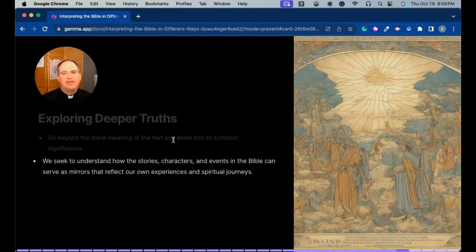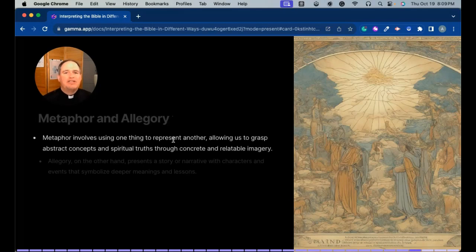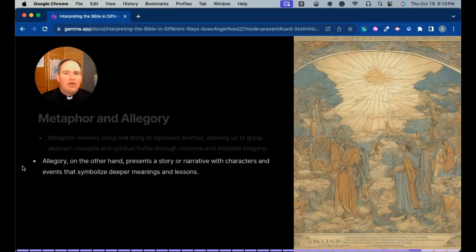We seek to understand how stories and characters and events in the Bible can serve as mirrors and reflect our own experience and spiritual journeys. So the main way we do this is by using metaphor and allegory. A metaphor is simply using one thing to represent something else, whereas an allegory is an entire story or narrative that symbolizes a deeper meaning.